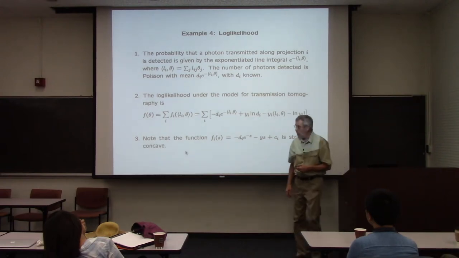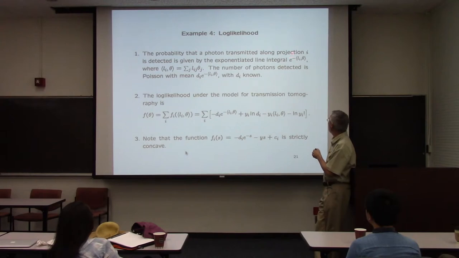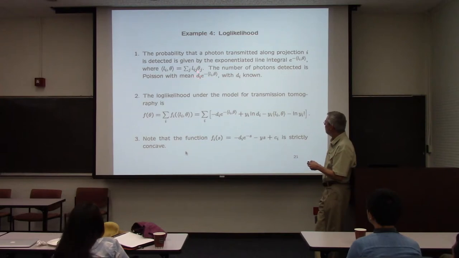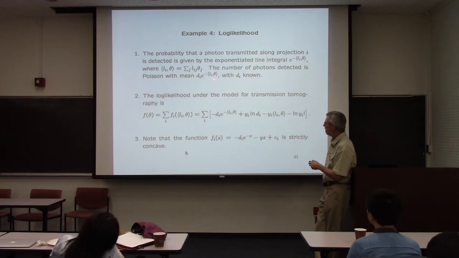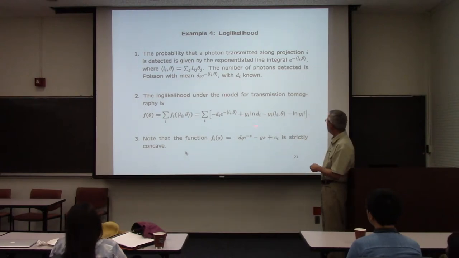Okay, so what does the log likelihood look like for data of this sort? Basically, the probability that a photon is transmitted along a projection and is ultimately detected is given by an exponentiated line integral. So this is an inner product of attenuation coefficients against intersection lengths. And the number of photons detected is Poisson distributed, with mean equal to the known constant d_i times this probability of actually surviving the traversal from source to detector. By independence, the log likelihood can be written in this fashion.